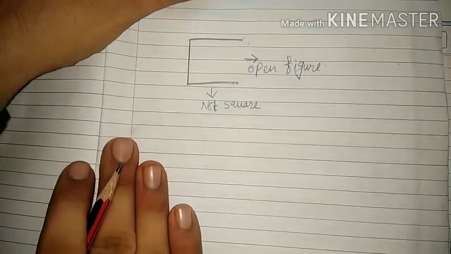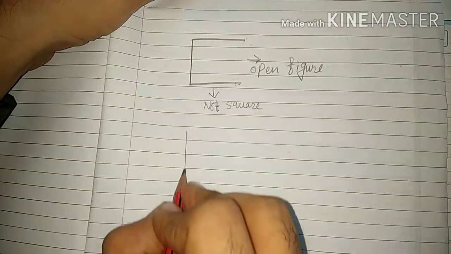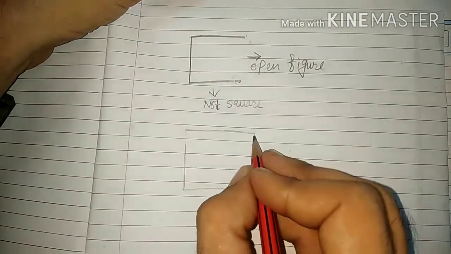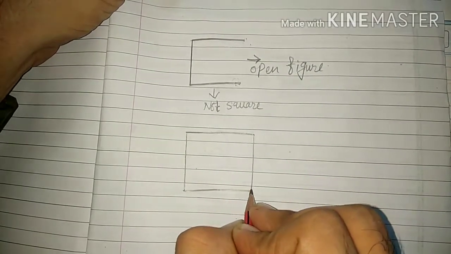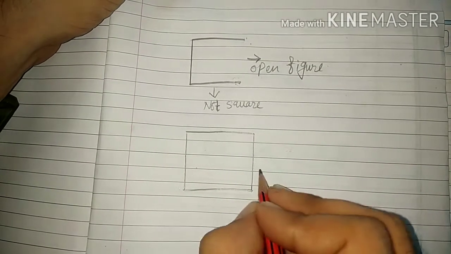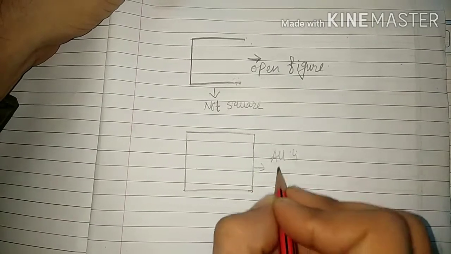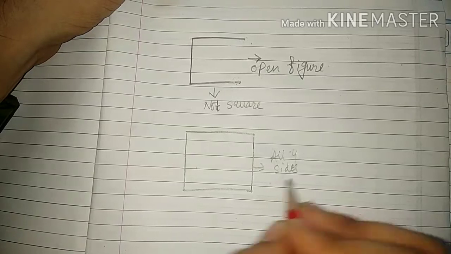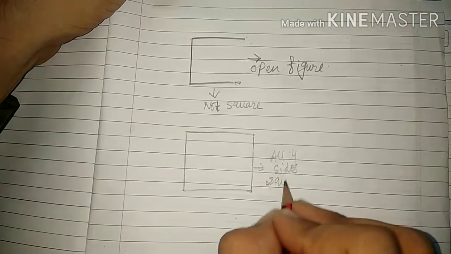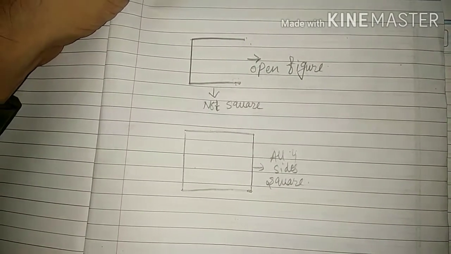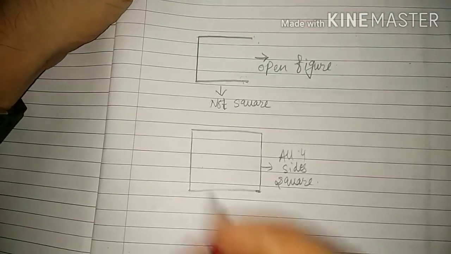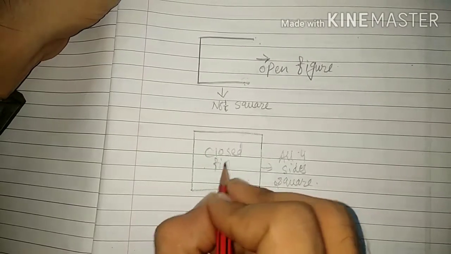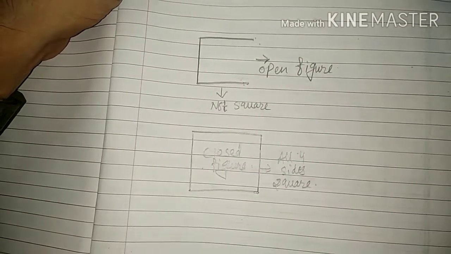Now let us understand the next situation. Here I have drawn one line, and in this one I have well connected this line with every line. Now all these four sides are connected with each other. This figure can be termed as the square figure, and I can say that this one is the closed figure.